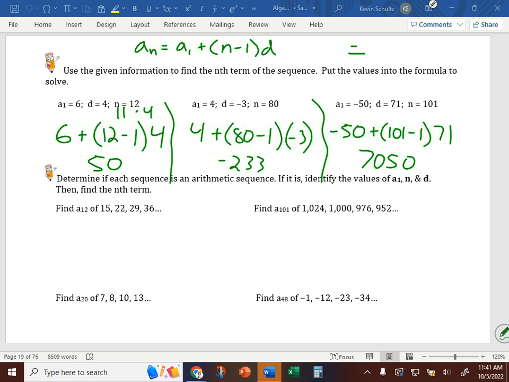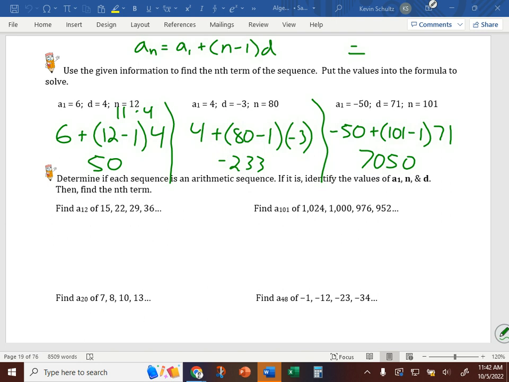How many times are we actually subtracting 3? If we want the 80th term, we already have the first one. We have to subtract 3 79 times, which is negative 3 times 79. Okay, so having the first term of negative 50, we want to add 71 100 times. We multiply 100 by 71. So yes, the formula works, but it's also important to understand why. Questions on this?